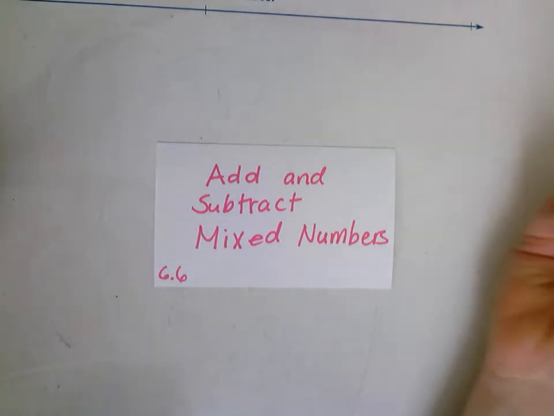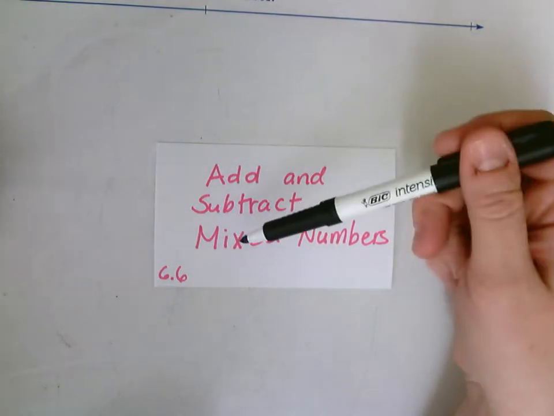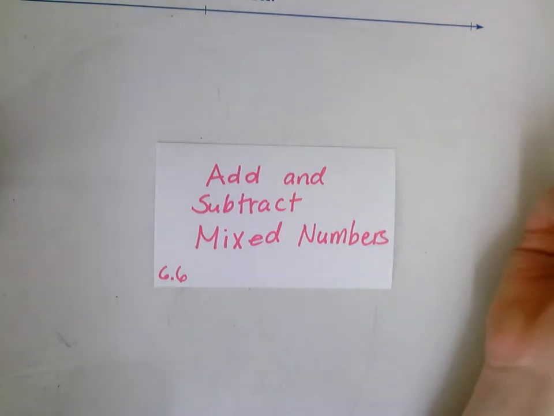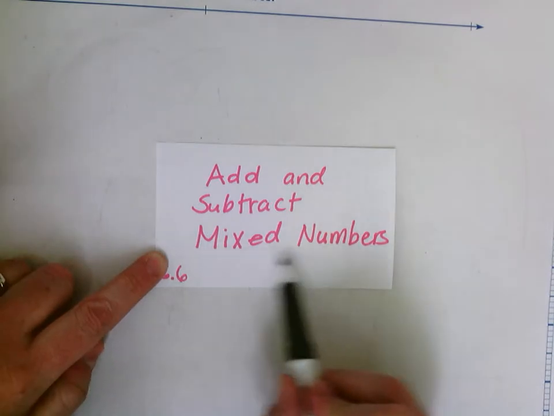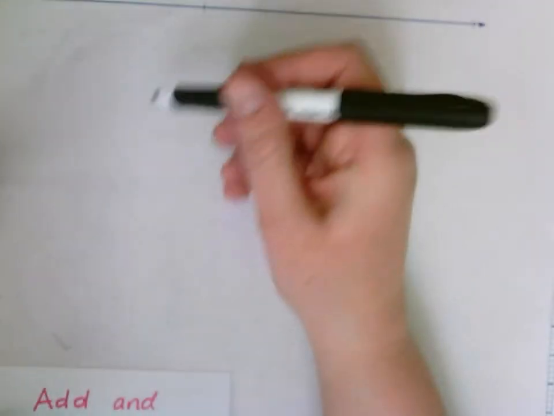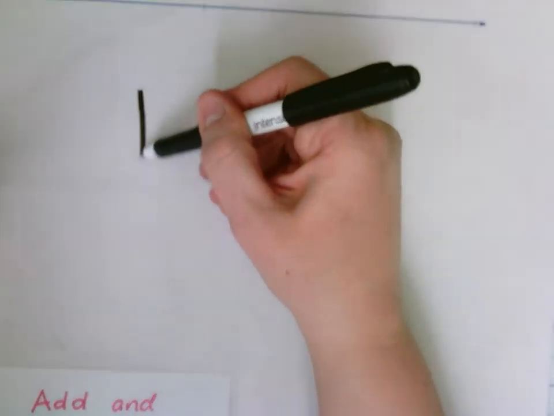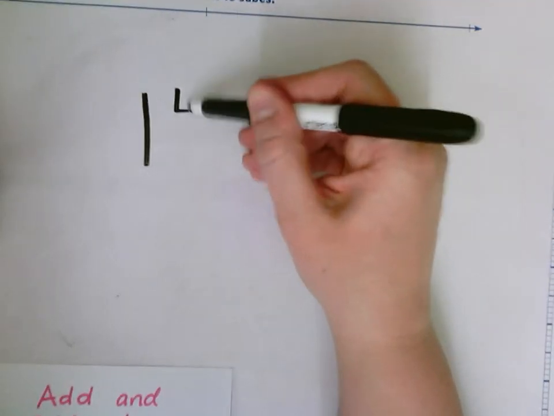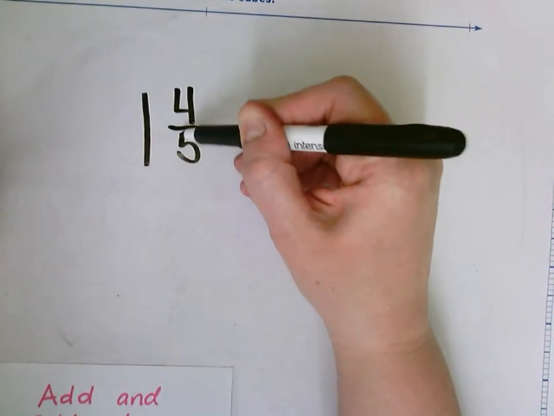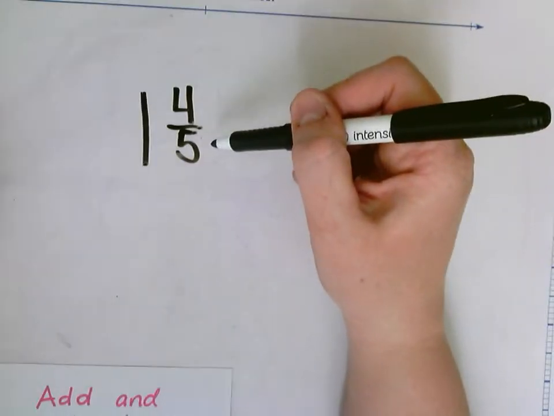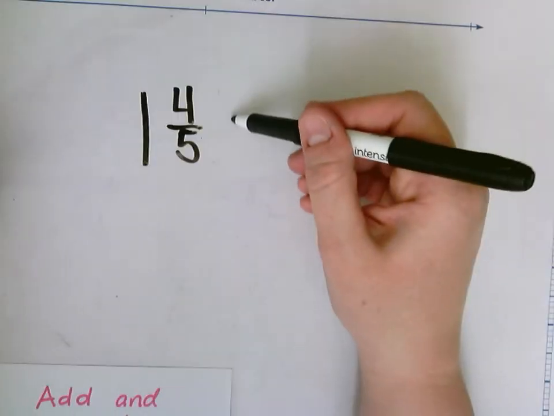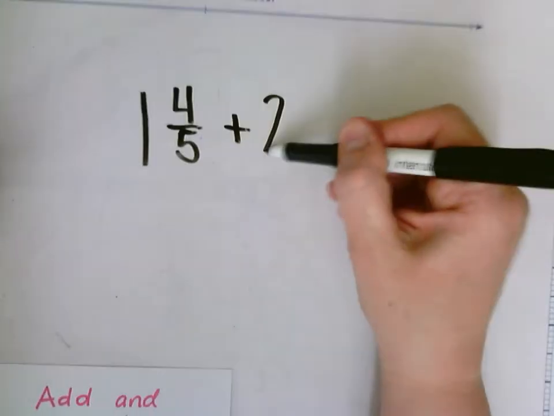In today's lesson, we're going to be adding and subtracting mixed numbers. All right, so we've been practicing adding and subtracting fractions. We're taking it to our next step with mixed numbers. So if you remember, a mixed number is a whole number and a fraction. So here I have my whole number of 1 and my fraction, so 1 4/5. Let's start with adding 1 4/5 to 2 1/10.